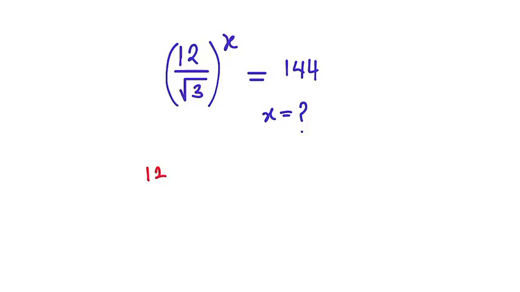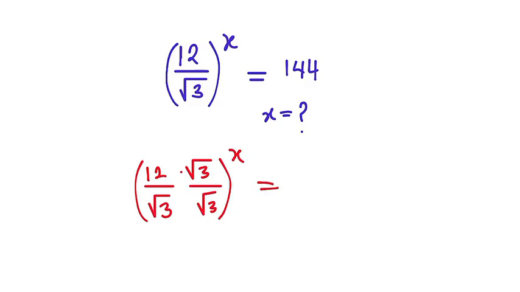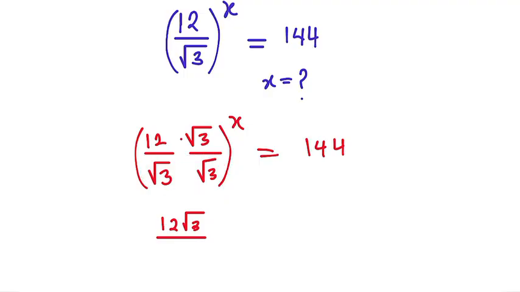So I will rationalize by multiplying root 3 by both numerator and the denominator like this. Okay, then all to the power of x equals 144. All right, so from there, 12 times root 3. So I'm going to have 12 root 3, then divided by root 3 times root 3. So that's going to give me 3.